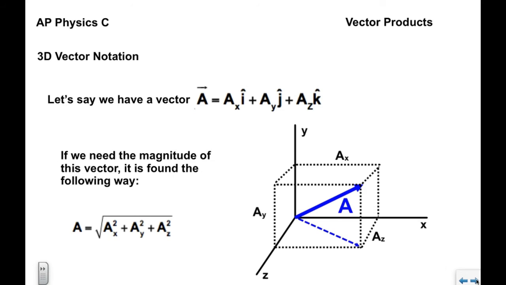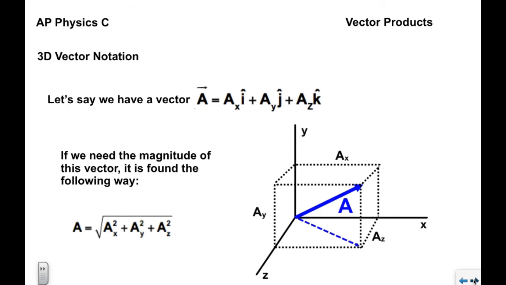If, by some chance, we need the magnitude of this vector, it's found very simply with the three-dimensional Pythagorean theorem. The magnitude of vector A is simply the square root of a sub x squared plus a sub y squared plus a sub z squared.